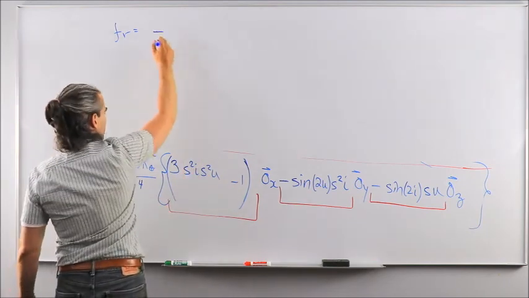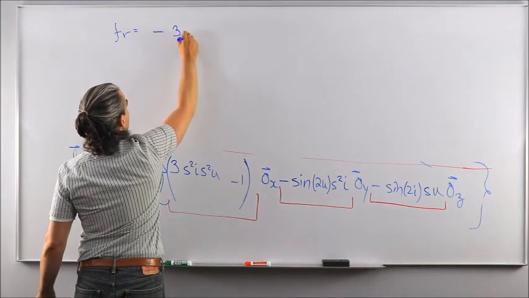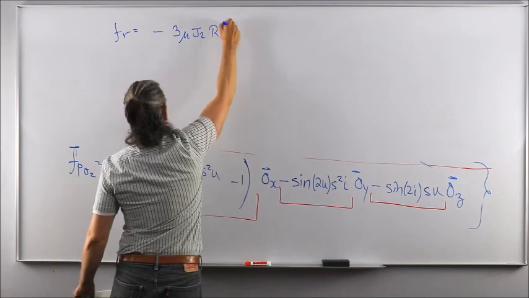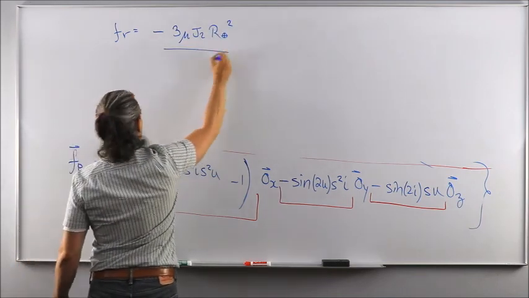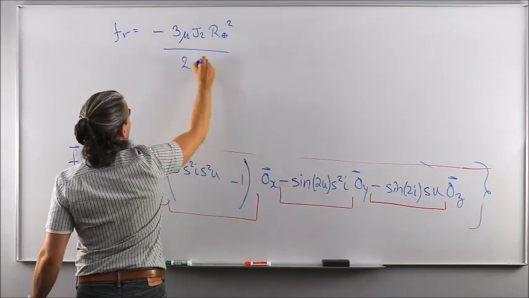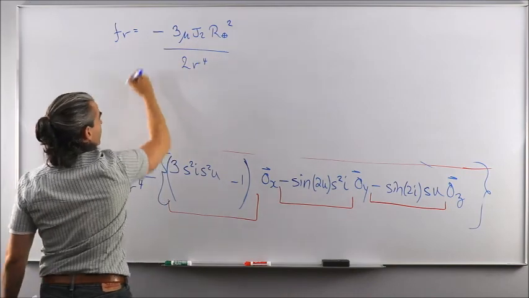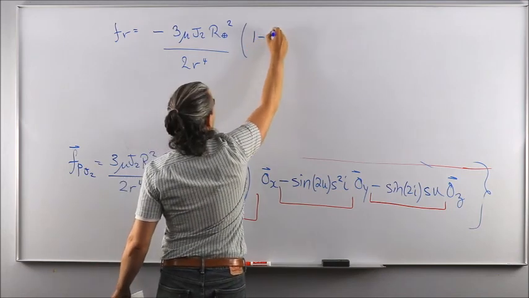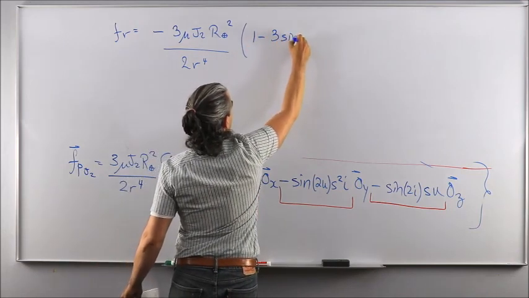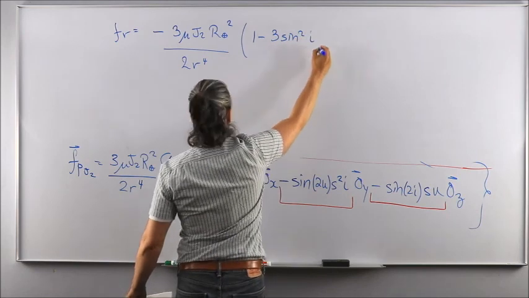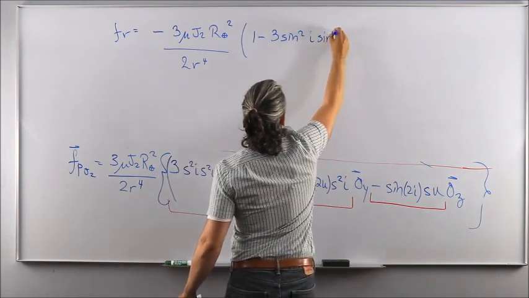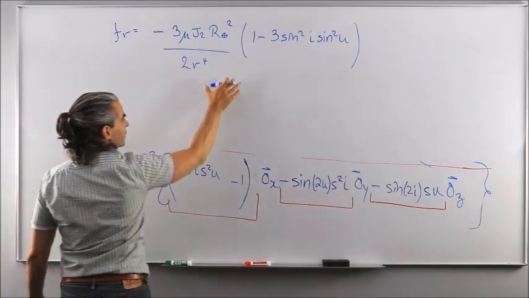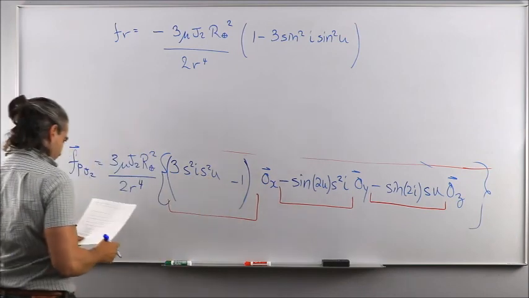So I'm going to write minus 3 mu J2 mean equatorial radius of the Earth square over 2 R4, and because I've decided to use a negative sign here, I need to flip the order of this parentheses and write 1 minus 3 sine square of inclination, sine square of argument of latitude, right? So this is a scalar component in the direction of OX.